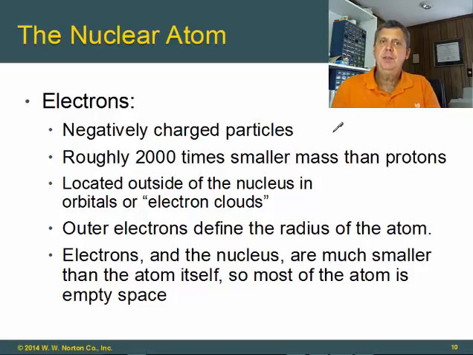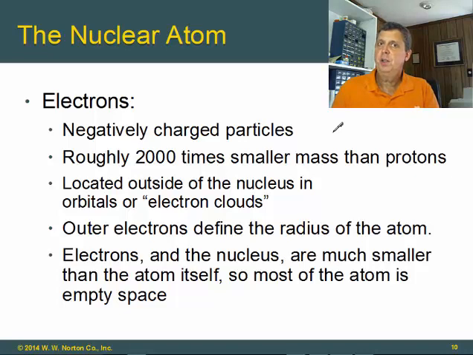Electrons, on the other hand, we now know are negatively charged particles. They have roughly 2,000 times smaller mass than that of the neutrons and protons. So it's not insignificant, but still they don't account for much of the mass of the atom itself.